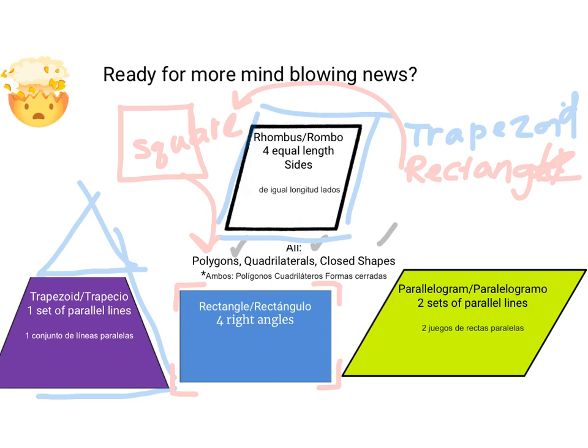set of parallel lines. And it can also be a rectangle, but to be a rectangle, it has to be technically a square so that it gets those right angles.